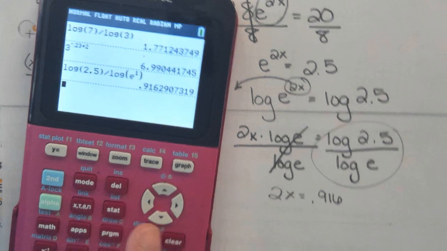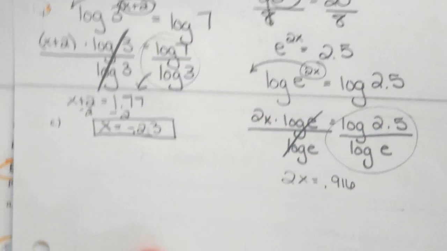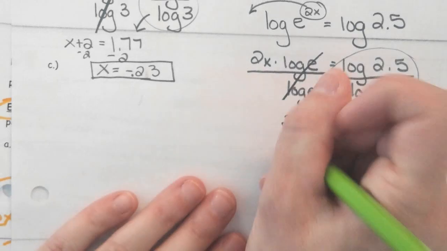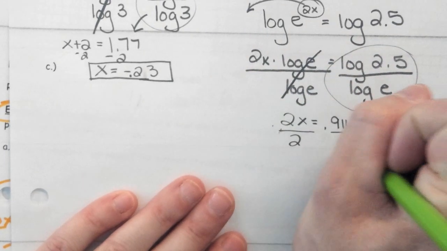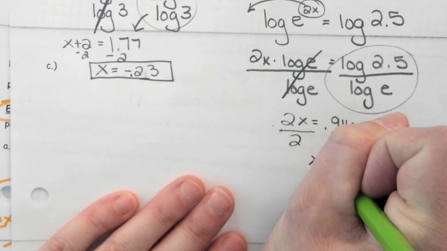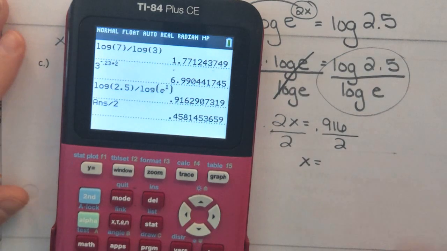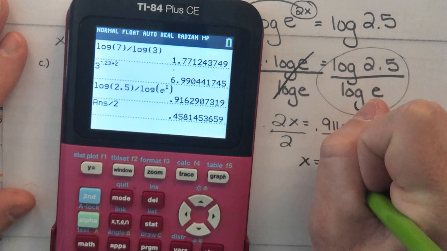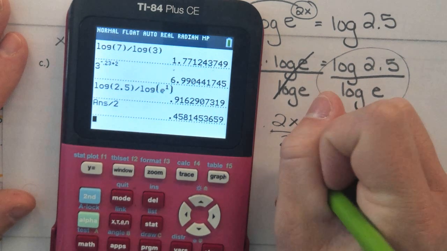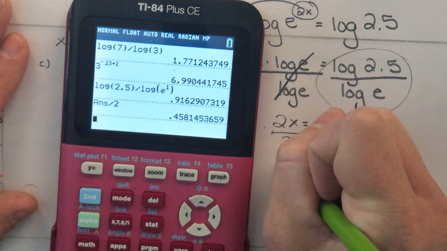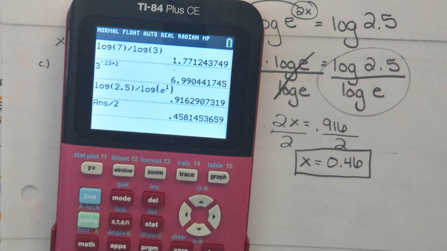Alright, is it completely solved? No, what do I still need to do? Divide by 2, so let's do that. Again, 2 places after the decimal is plenty for me. If you want to go further, you can, but you don't need to. Divide by 2, I get 0.46 when I round up. And again, if I'm nervous about that answer, I can go back and plug it in, and I should get fairly close.